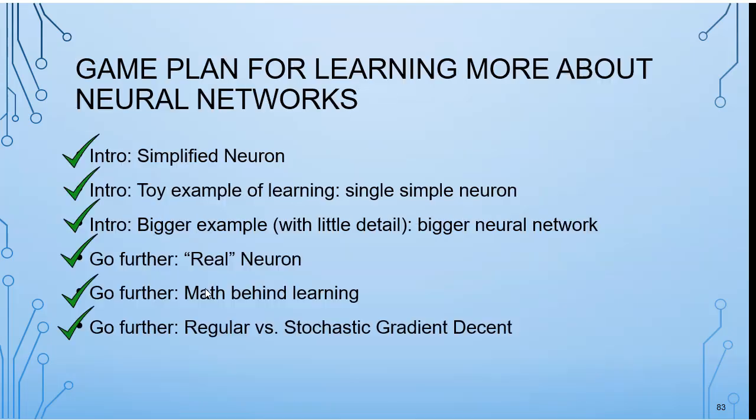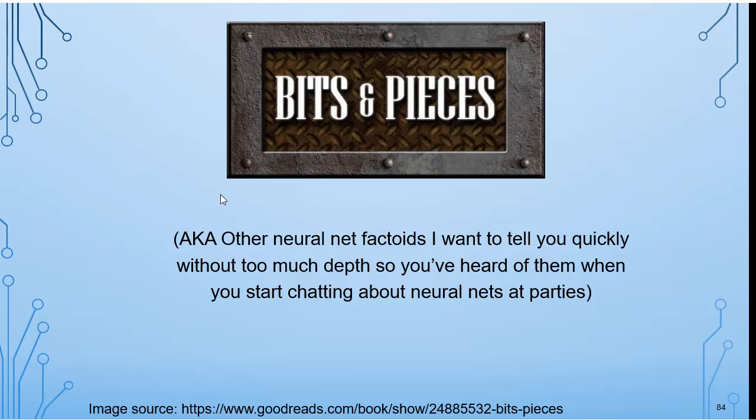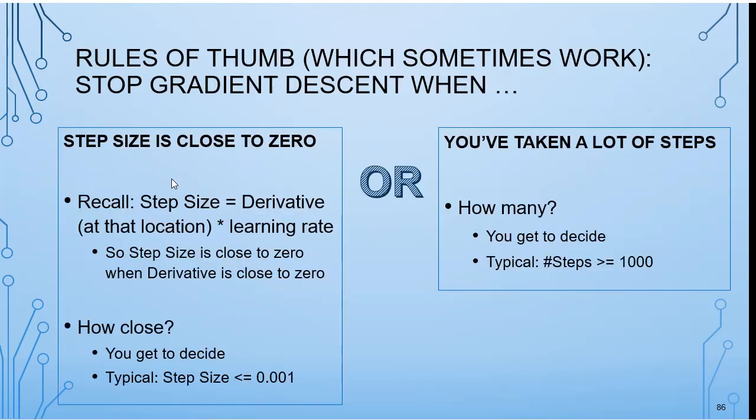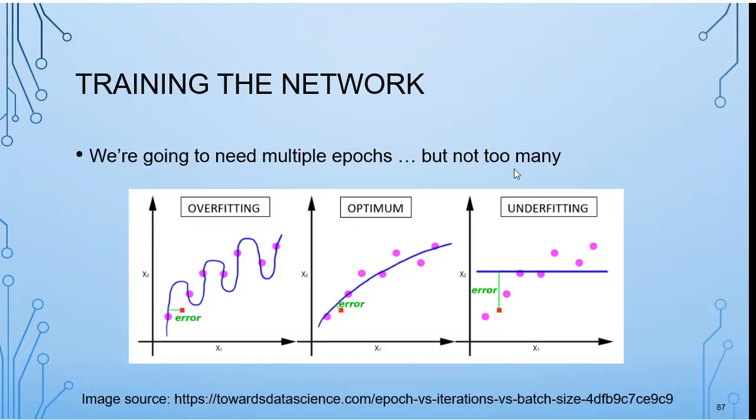Okay, so finally, a few factoids that I want you to know about, so that again you know what these terms mean. You need to be careful about not overtraining, right? How do you know? Well, you kind of know when you know. If your step size is close to 0, you're probably good. If you've taken way too many steps, you may want to stop. Part of the reason you need to stop before you take too many steps is the problem of overfitting.